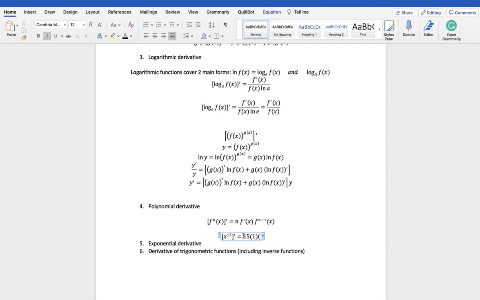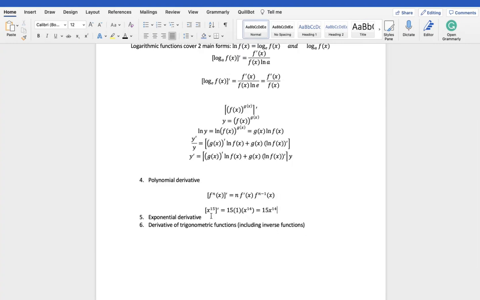Multiplied by the original function, x, but now to the exponent of 15 minus 1, which is 14. And this can just be simplified as 15x to the 14, right? So that is for polynomial expressions.